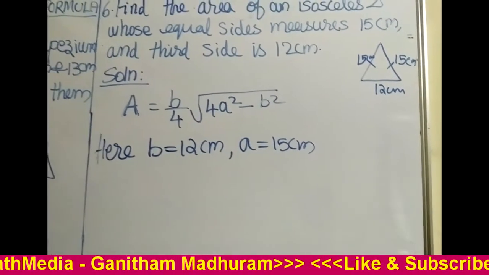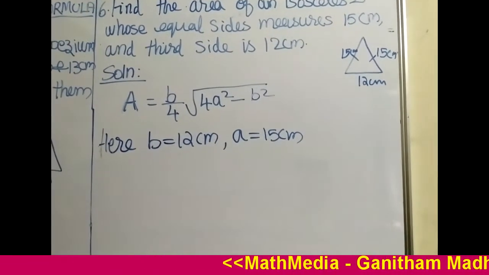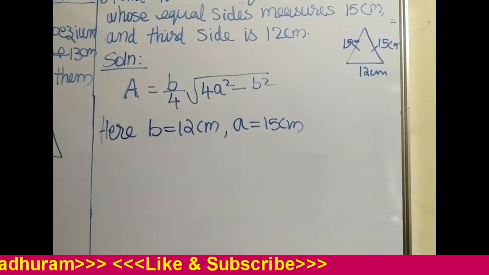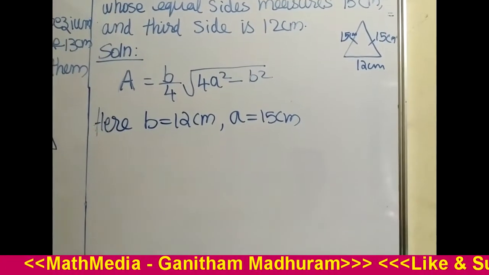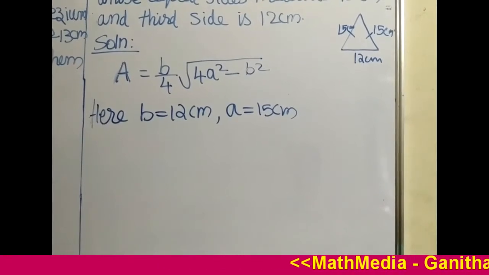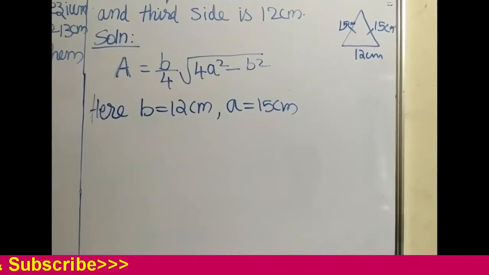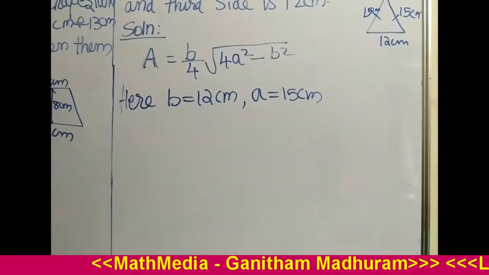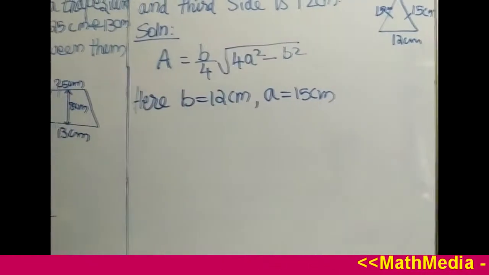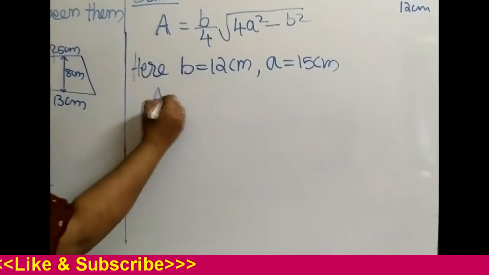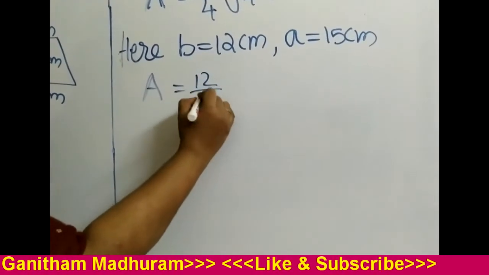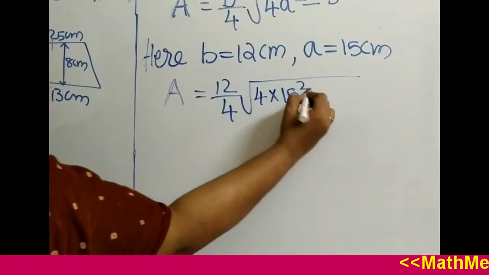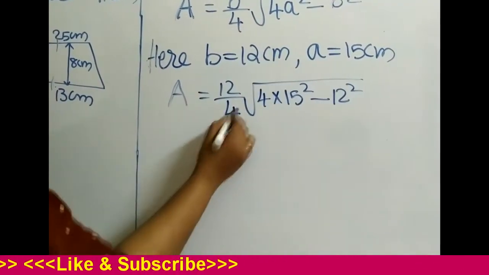And children, do you know what is the area of an isosceles triangle? Yes, it is b upon 4 square root of 4a square minus b square, where b is the base and a is the equal side. Here b equal to 12 cm and a equal to 15 cm. Now we can substitute the values in the formula. So we get 12 upon 4 into square root of 4 into 15 square minus 12 square. While cancelling 12 and 4, we get 3 root 4 into 225 minus 144.